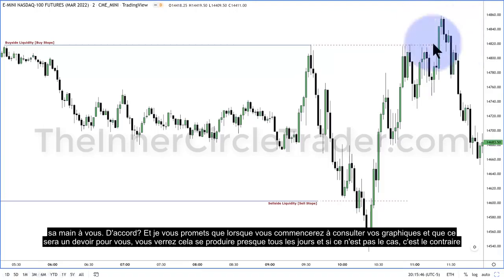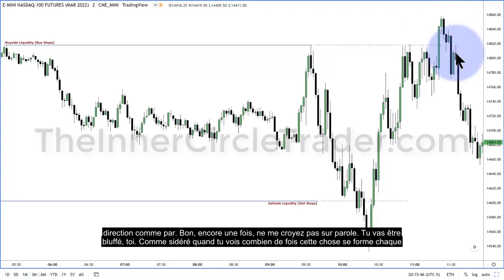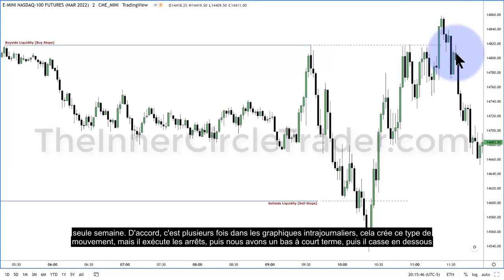And if it's not doing it this way, it's doing it the opposite direction as a buy, okay? Again, don't take my word for it. You're going to be flabbergasted. You like that? Flabbergasted when you see how many times this thing forms every single week, okay? Many times throughout the intraday charts it creates this type of move.